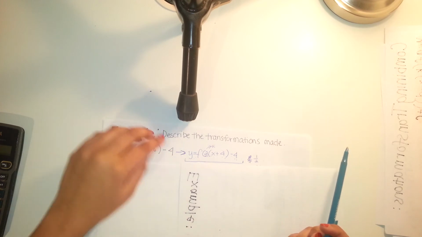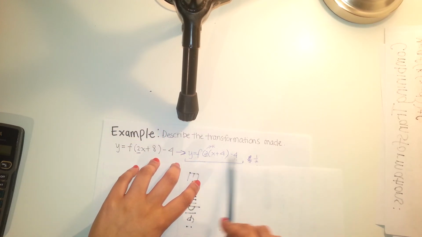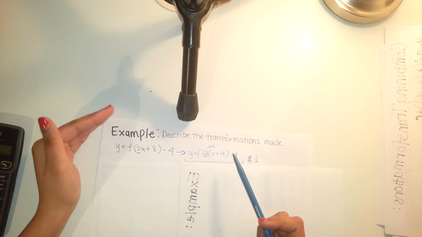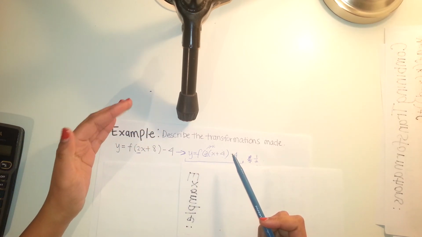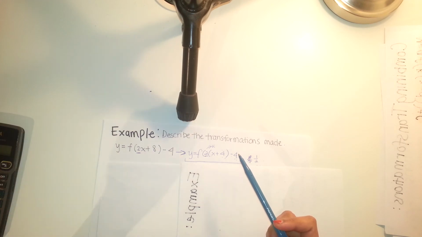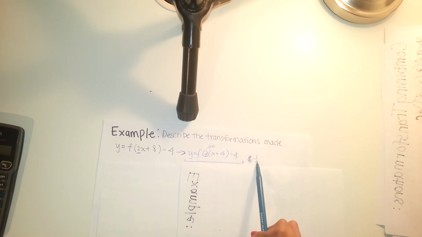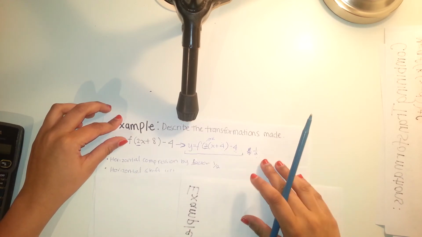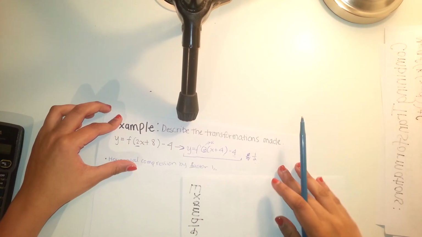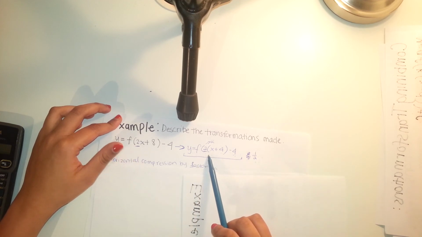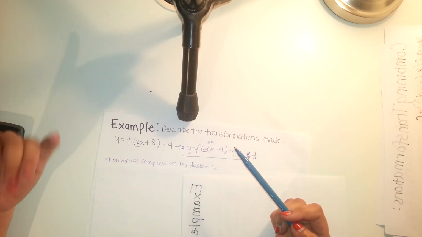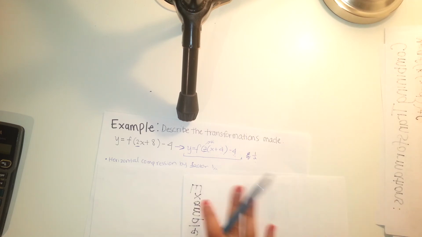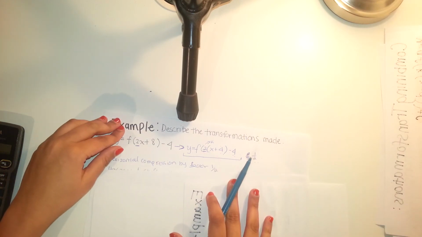Now I can describe the transformations made. I'm going to look at my x values first. Looking at my k value, it's a 2. Knowing that it's within the bracket, I have to look at the reciprocal of that, which would be 1 over 2. That means that there is a horizontal compression by a factor of 1 over 2. Then I'm going to look at my next value, which is x, but there's no negative in front of it, so I know that there is no horizontal reflection along the y-axis, so I can just leave that alone.